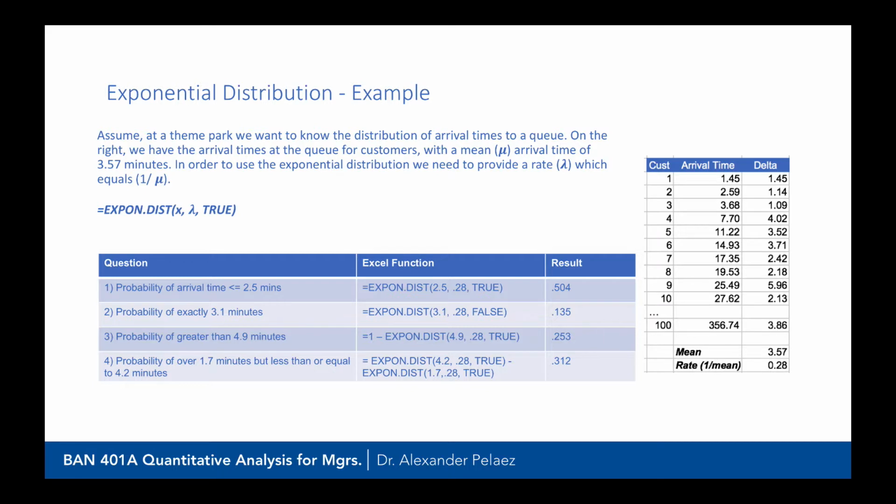And again, if we wanted to do something in between, the probability of, say, over 1.7 minutes but less than or equal to 4.2 minutes, we will use the functions Exponent.DIST 4.2, comma, 0.28, comma, true for the cumulative distribution of the arrival time of 4.2 and everything less, minus the exponential distribution of 1.7 minutes, comma, 0.28 rate, comma, the cumulative distribution true. So it will subtract those two and give us a 0.312 or 31.2% probability of being greater than 1.7 minutes, but less than or equal to 4.2 minutes.